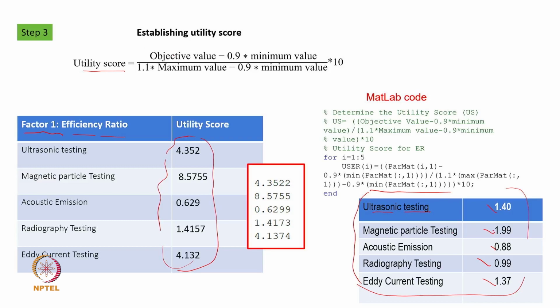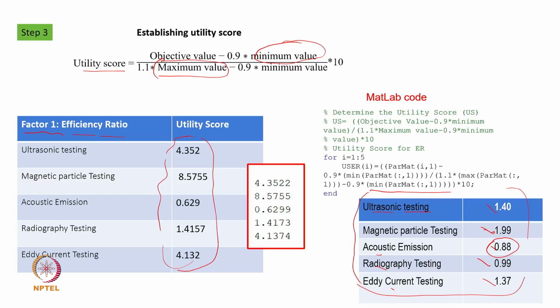For magnetic particle testing the objective value will be 1.99. Acoustic emission objective value will be 0.88. Radiography testing objective value will be 0.99. Eddy current testing objective value will be 1.37. Next one is the minimum value. In this case, what is the minimum value? The minimum value is turning out to be 0.88. What is the maximum value? The maximum value is 1.99 in this case. So, these values are given.